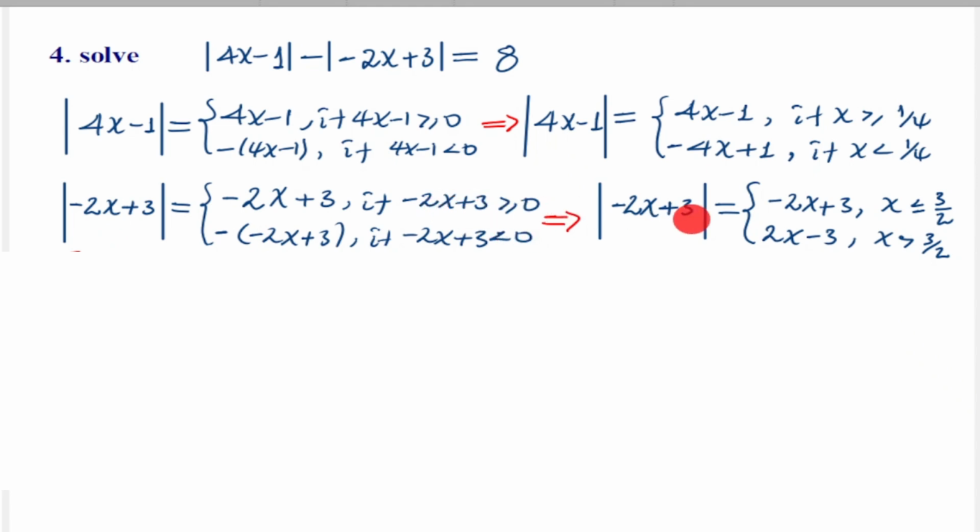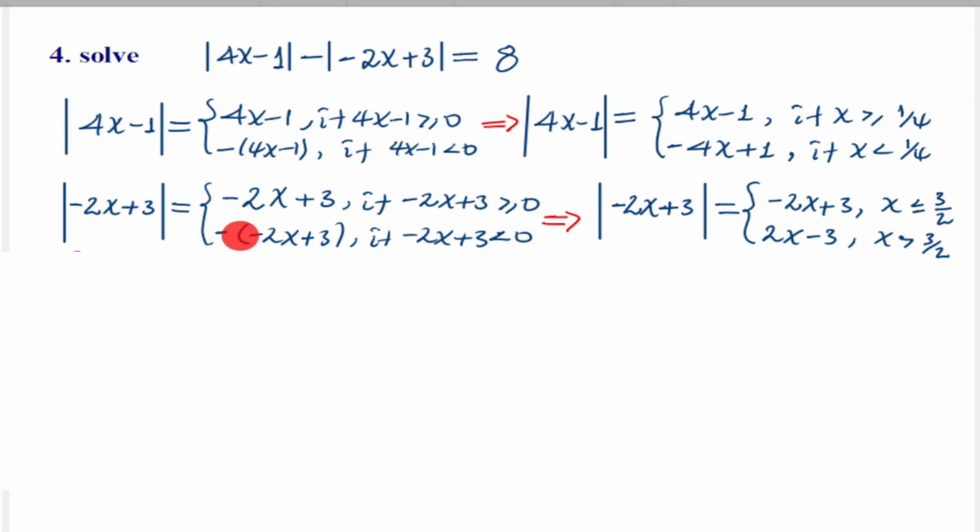When we bring 3 to the right, it becomes minus. Then minus 2x greater than or equal to minus 3, we get. And we divide both sides by negative 2. When we divide by negative 2, the inequality will be changed. So this greater than or equal to will be changed to less than or equal to 3 over 2.